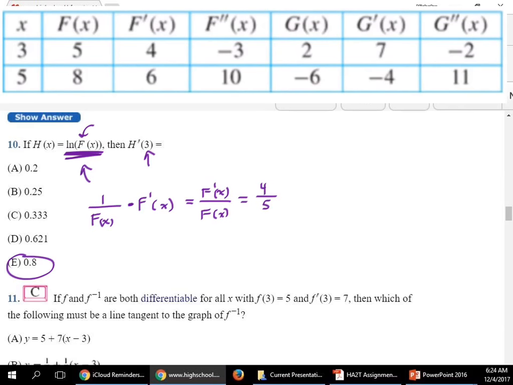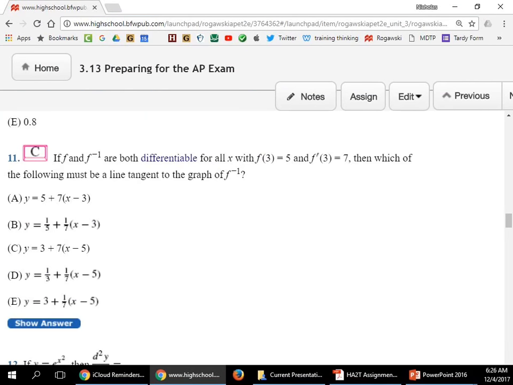There you have it. All right, since this video is short, let's do number 11. This one looks gnarly. This is definitely a level 3 right here. All right, so I see this inverse thing, and then I read this. It says if f and f inverse are both differentiable, and it gives us this information and this information, then which of the following must be the line tangent to the graph of the inverse of f.